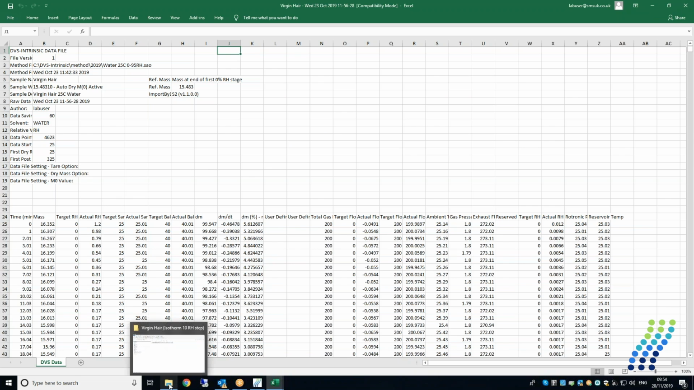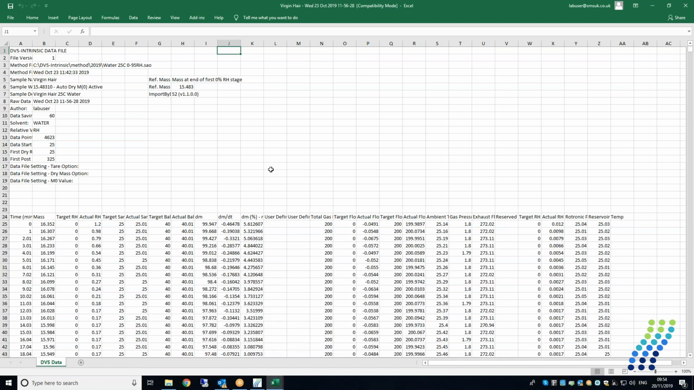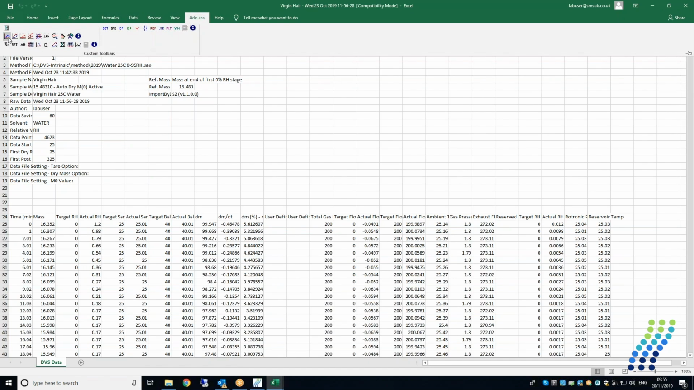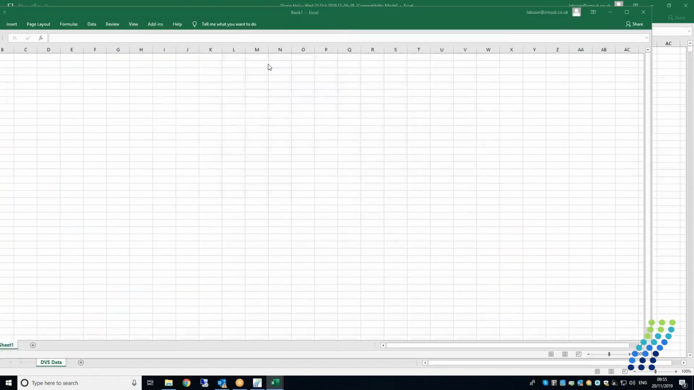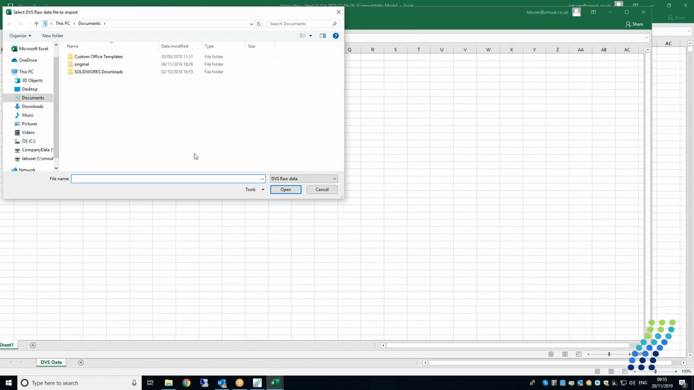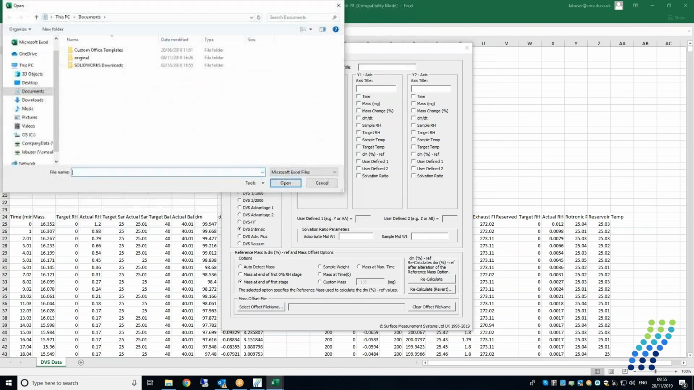So after the experiment is completed, the software generates a .dat file, and this needs to be converted into an Excel file. So if you go to Excel and click on Add-ins, and the first tab, DVS Plot Manager, we can import our DVS data. This is the .dat file, so you can locate the .dat file and open it here. Alternatively, if you've already created the Excel file, we can click Open Data Files and locate the data file from there.